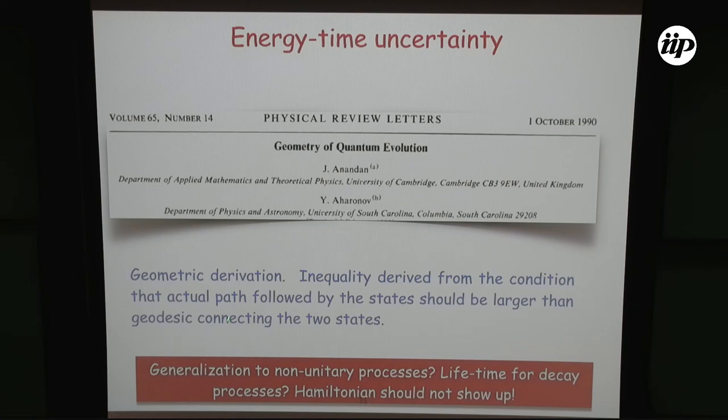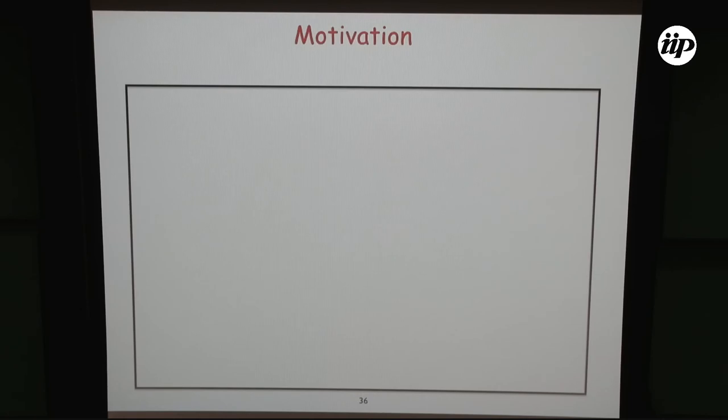And the idea is, how can we generalize these ideas for non-unitary processes? For instance, we should be interested in dealing with the lifetime for decay processes. And if we do that, the Hamiltonian should not show up, because it's a non-unitary process. So how do we deal with that? We do not have the energy anymore. We should have something else. And maybe you're already guessing what this something else is that we're going to have instead of the energy. It will come up shortly.